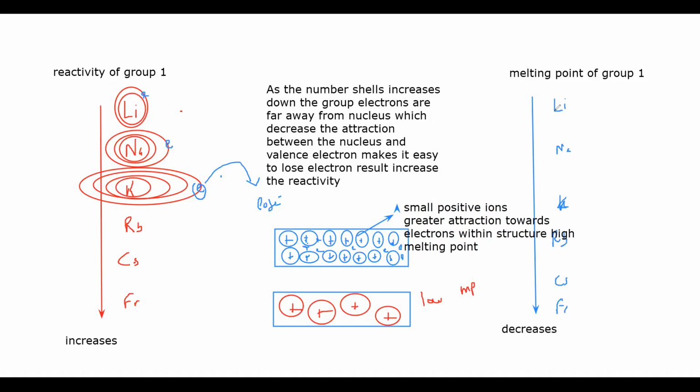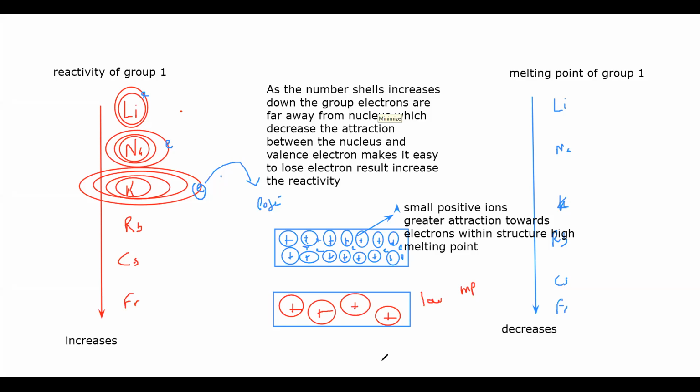So in metals, because all these are metals, they will have a lattice of positive ions and free electrons. But in the lithium lattice, the positive ions are smaller in size. So as the positive ions are smaller in size, they will have greater attraction towards the electrons, so a higher melting point, because the melting point in the case of a metal is the attraction between the positive ions and the free electrons.